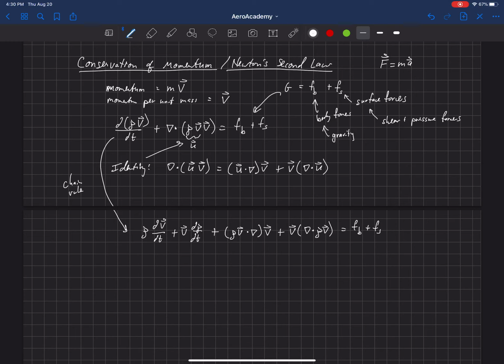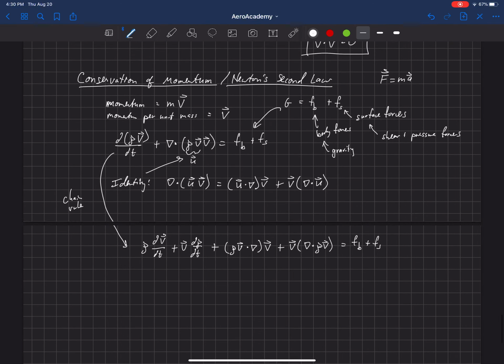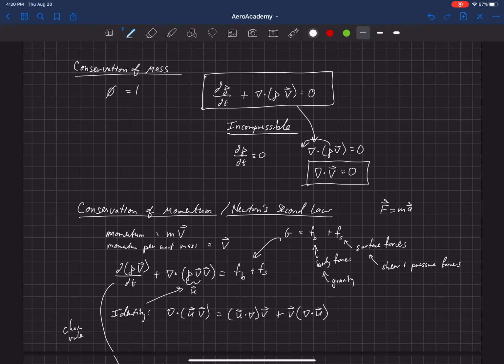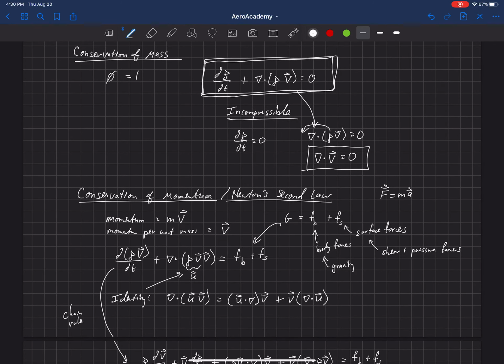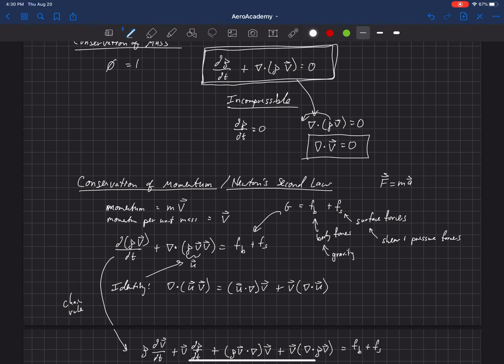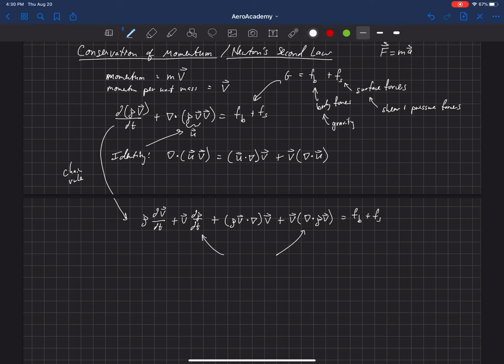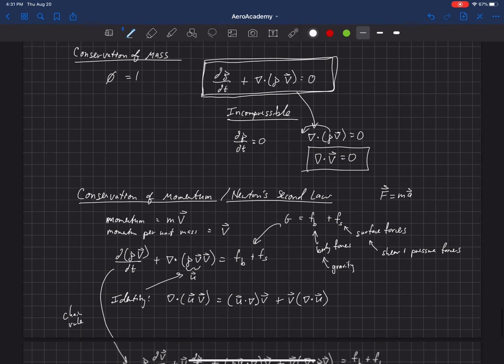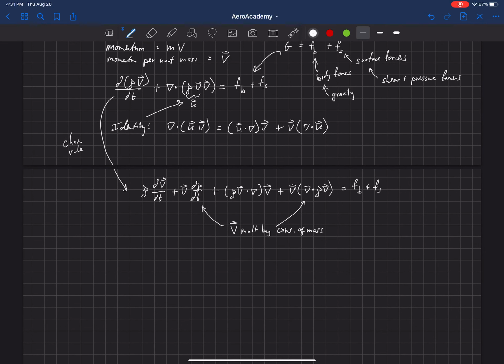All right, in this form, this is really useful because we can see that our conservation of mass equation actually appears directly in the way that we've written this here. So conservation of mass is d rho/dt plus del dot rho v, and we've got a d rho/dt here, and then we've got a del dot rho v right over here. So these two terms are actually just v multiplied by conservation of mass. So that means that you can take the conservation of mass, we know that the right-hand side of that is equal to zero, and so v times zero is still going to be equal to zero. So those two terms now drop out.